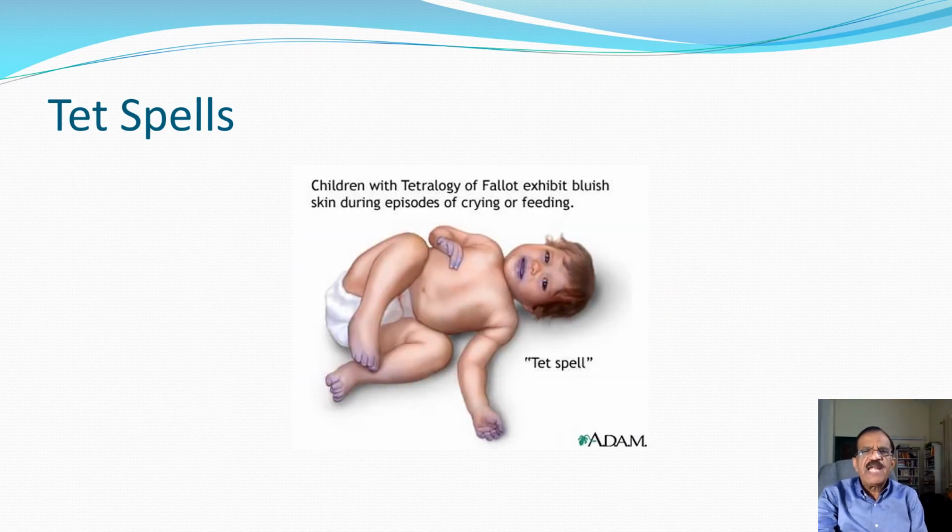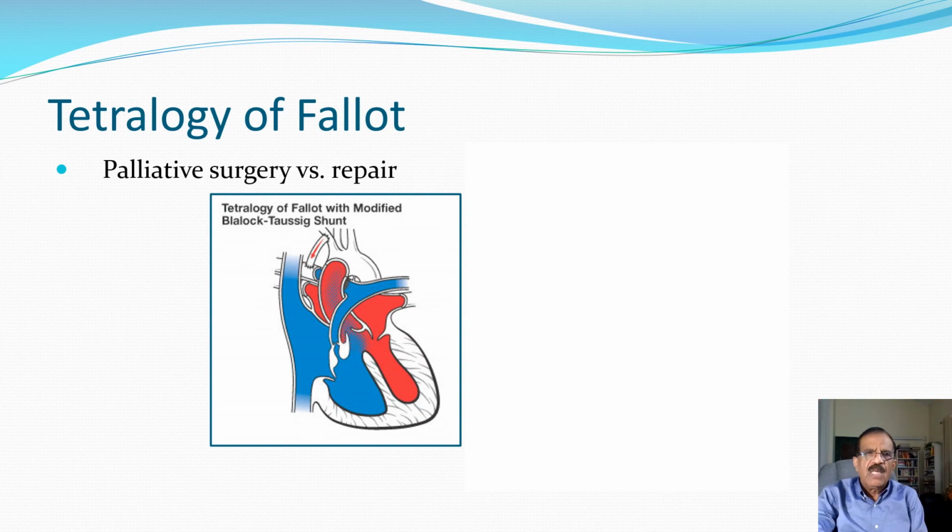So this is the TET spell. The child becomes cyanotic. You can see the cyanosis present almost everywhere, on the feet, on the hand, on the lips, and this is central cyanosis during a TET spell. Tetralogy of Fallot, the treatment: there is no medical treatment. There is either the possibility of palliative surgery or repair.